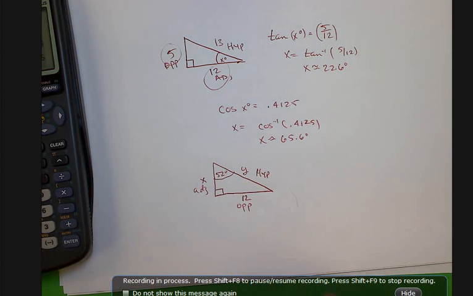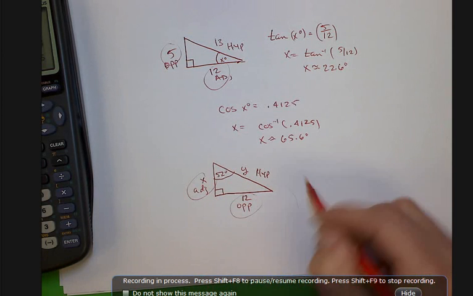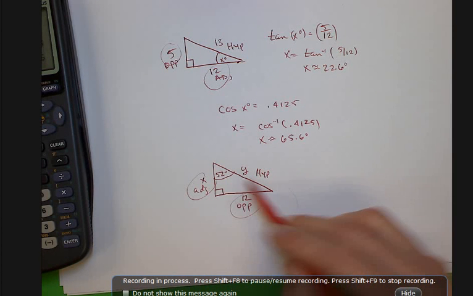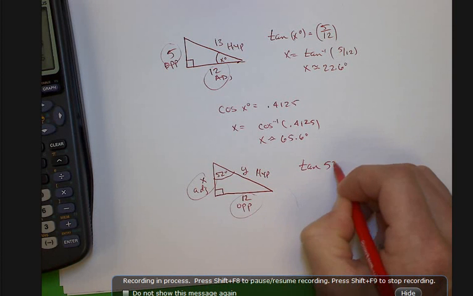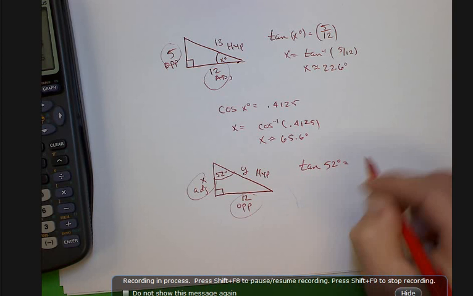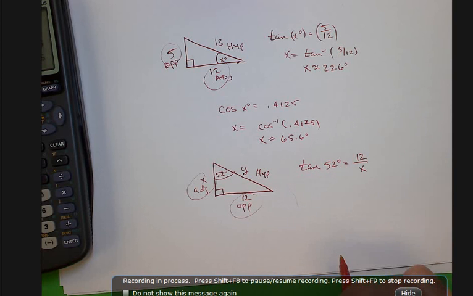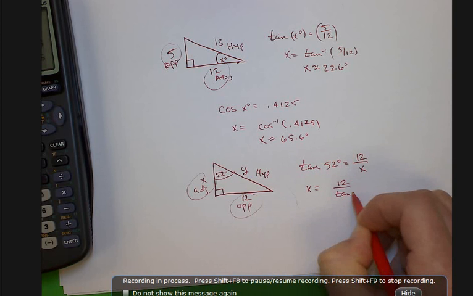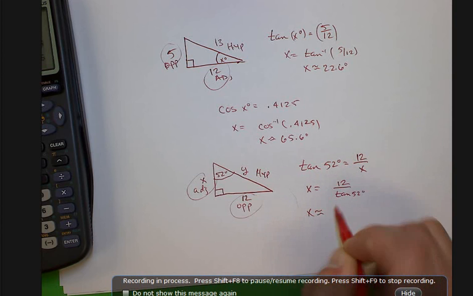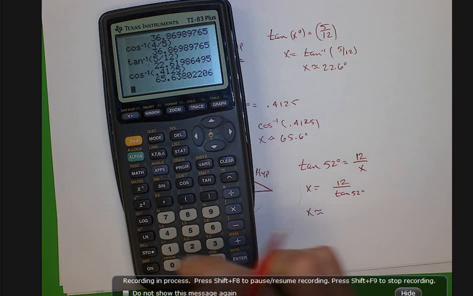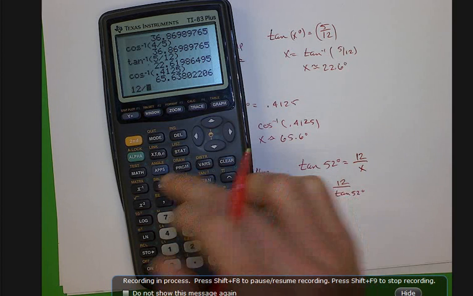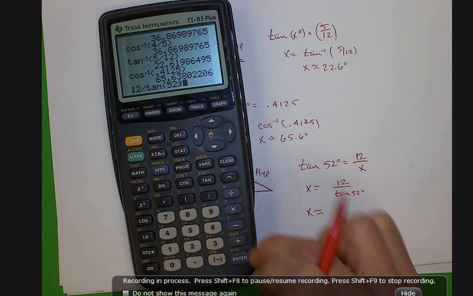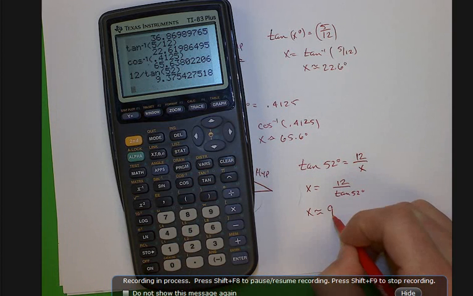And so if I want to find x and I know the opposite, I'll use the tangent that has opposite and adjacent in it. I'll say that the tangent of 52 degrees is equal to 12 over x. So if x is in the denominator, I say x is equal to 12 divided by the tangent of 52 degrees. So I divide 12 by tangent 52, enter, and x is about 9.4.